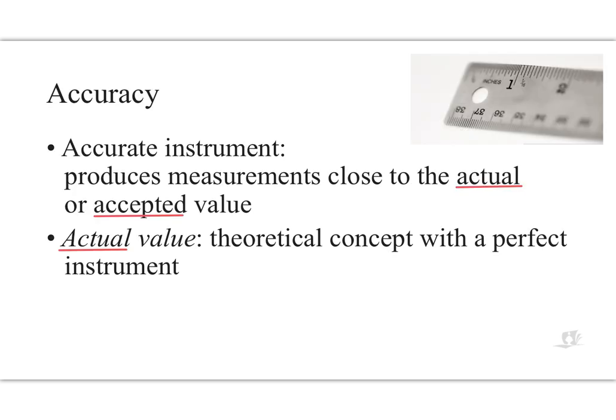Looking at accuracy, an accurate instrument produces measurements close to the accurate or accepted value. So if your instrument gets you close to the actual value, it is considered accurate. What do we mean by actual value? Well, this is a theoretical concept with a perfect instrument. If we had a perfect instrument, this is what the value would be. Now, we don't have perfect instruments, but if we did, this is what the value would be. And so how accurate our instrument is is how close it gets to that value.